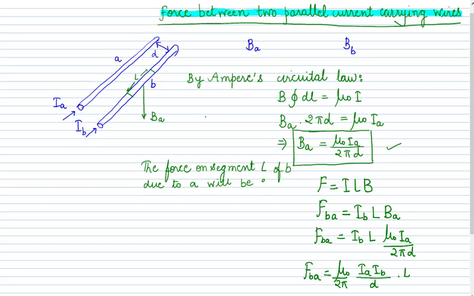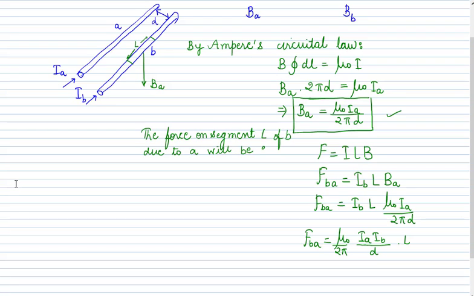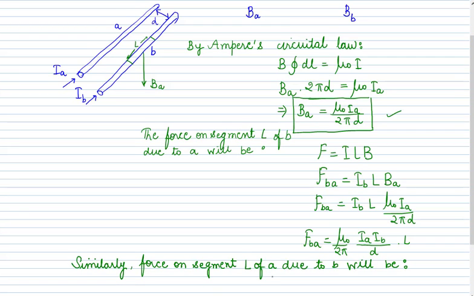In similar terms, we can also calculate the force on conductor A due to the magnetic field produced by B. Because these are two current carrying conductors, they will mutually affect each other. So similarly, we can calculate the force on segment L of conductor A due to conductor B. The magnetic field of B will again be mu naught IB upon 2 pi D. The force on A due to B will be the same thing, but only the direction will be opposite.